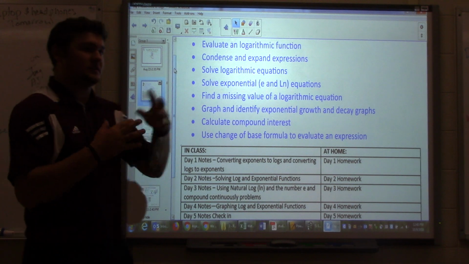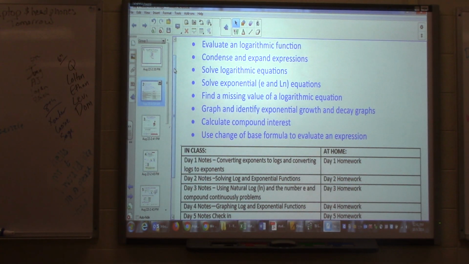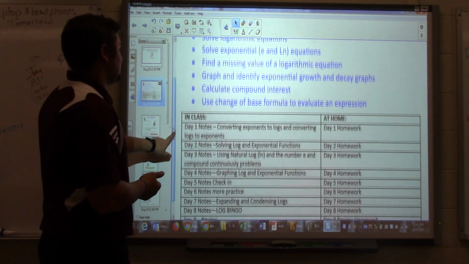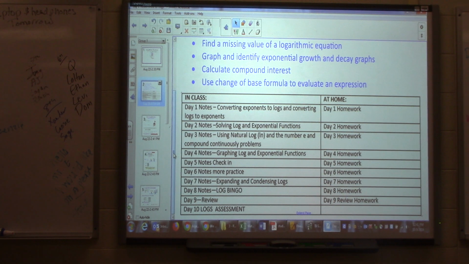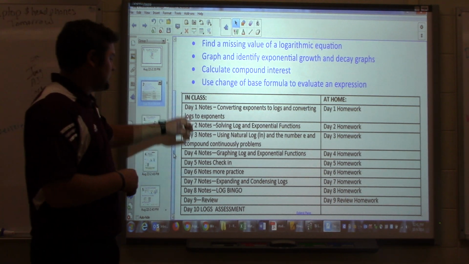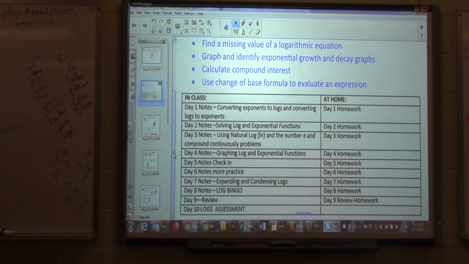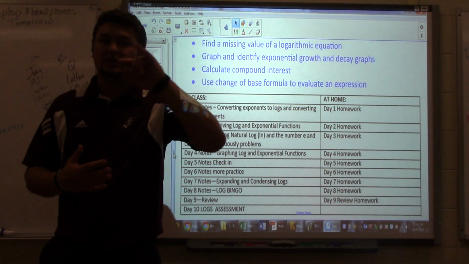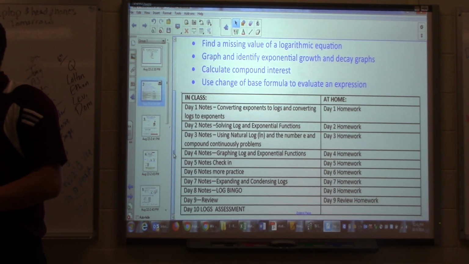It's 10 days from start to finish with an assessment, but there are a good amount of review days built in. If you look, we see today we're converting exponents to logs, converting logs to exponents. Day 2, solving logs, stuff like that. We have a check-in on day 5, day 6, more practice. Day 8's log bingo. Day 9 is review. So we do have stuff built in. Our schedule that we're going to follow is not going to be the exact same as on this paper here.